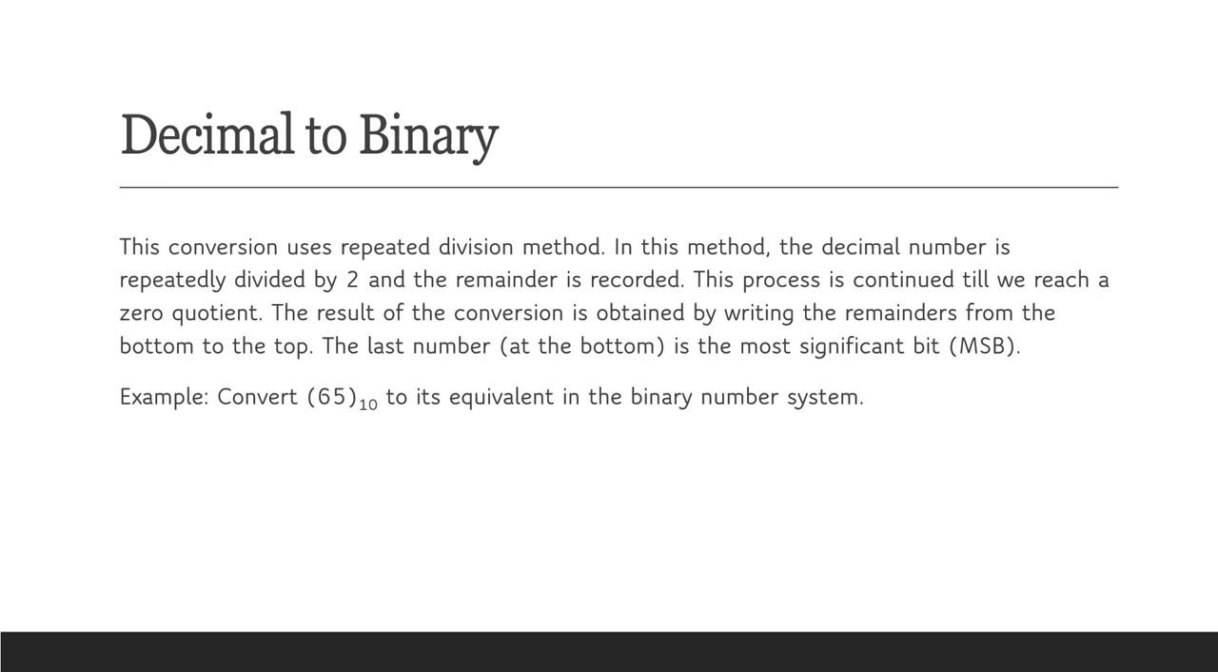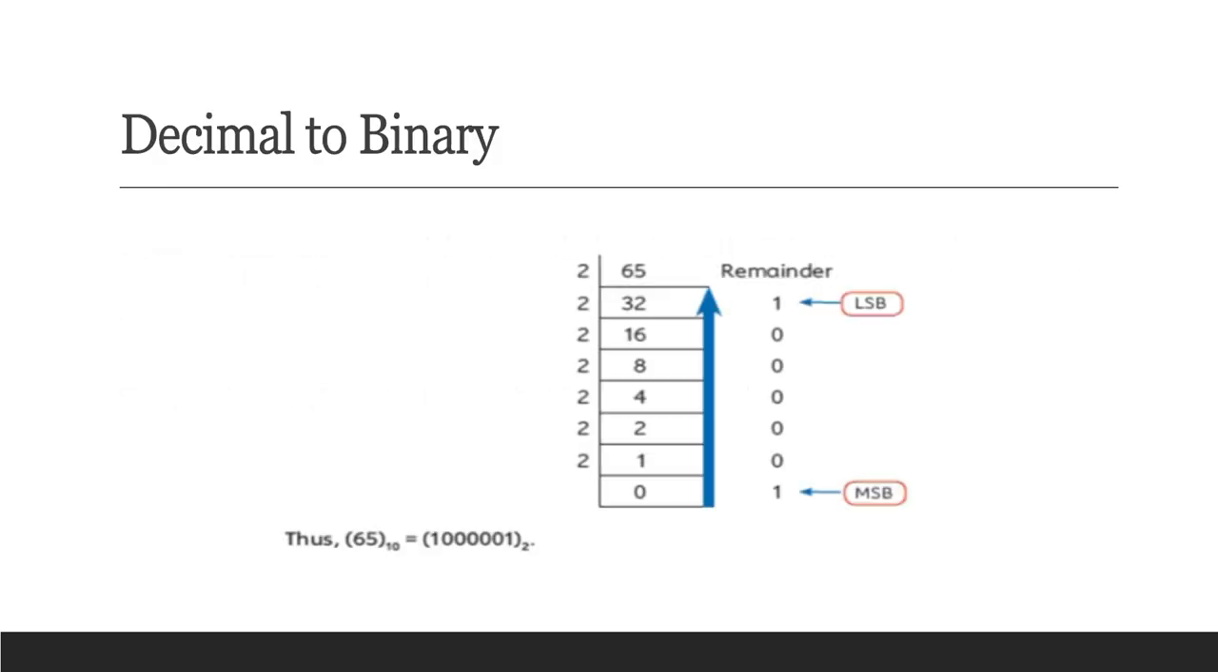Example: convert 65 with base 10 to its equivalent in its binary number system. So first, 65 should be divided by 2. The remainder will be 1, that is the LSB, and the quotient is 32. Again 32 should be divided by 2. Quotient we will get as 16 and the remainder as 0. Then again we should divide 16 by 2. The quotient we will get 8 and the remainder as 0.